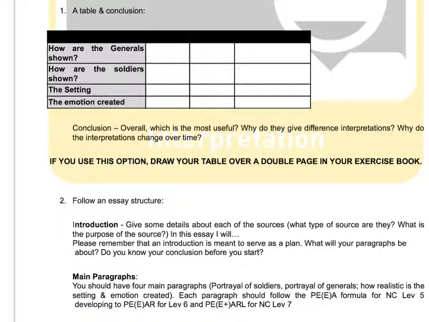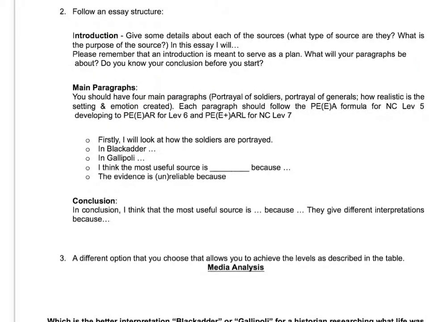Alternatively, what comes next is the essay writing alternative. Students could write an essay. Now, I would advocate students looking to advertise their ability to write at their highest possible standard should use the essay, as obviously working towards extended writing is the ultimate outcome of what we're trying to do here in history.